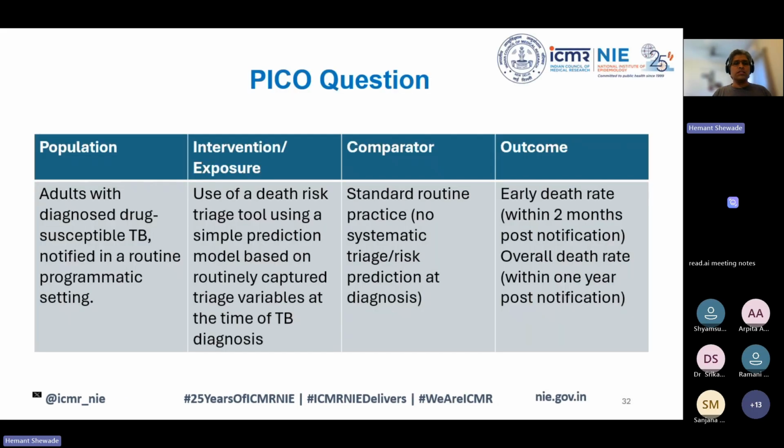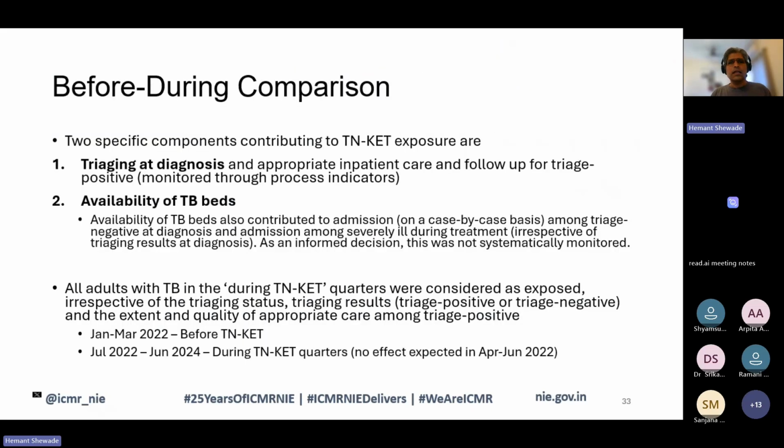So our question was, among adults diagnosed with drug susceptible TB notified in routine program settings, whether the use of a death risk triage tool using a simple prediction model based on routinely captured triage variables at diagnosis, when we compare it to standard routine practice, results in a reduction in early and overall TB death rate? So we did 2 kinds of analysis. One is a before-during comparison.